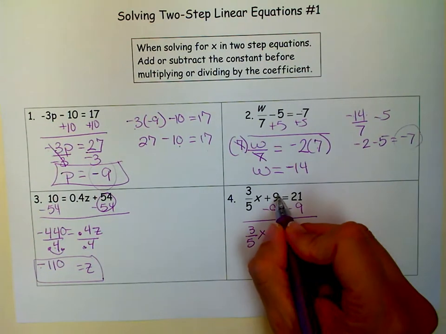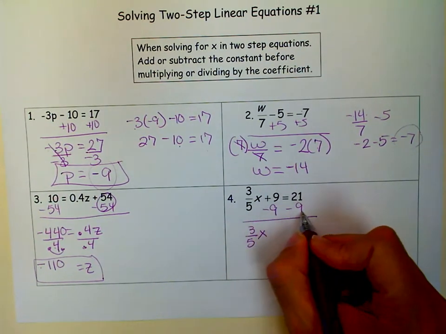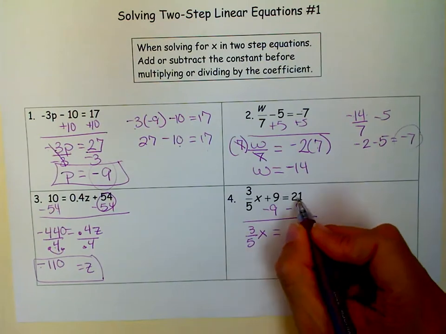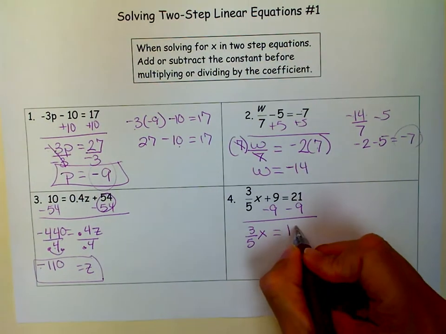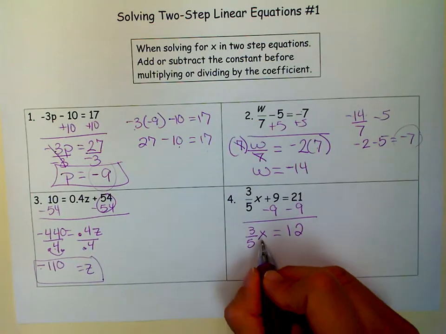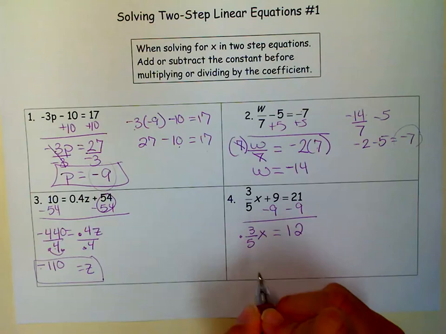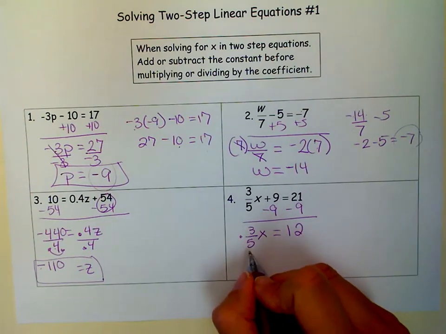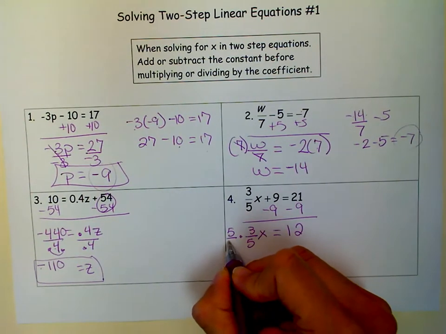So I had to minus 9 because 9 was being added to the x term. I'm going to minus 9. And when I minus 9 from 21, I get 12. And then I've got to get rid of this fraction. And remember, when I get rid of the fraction, one of the ways to do that is to multiply by the reciprocal of the fraction. So the reciprocal of 3/5 is 5/3.